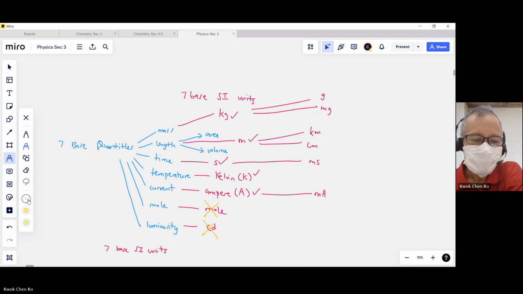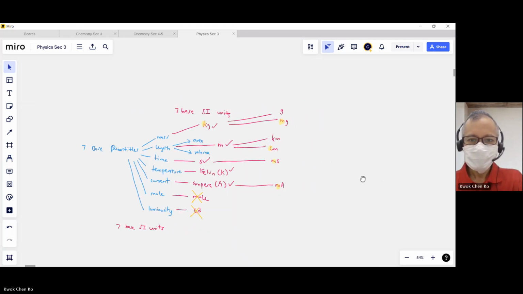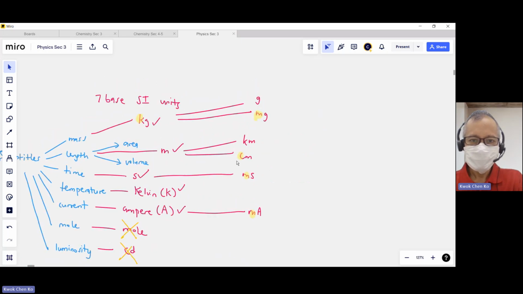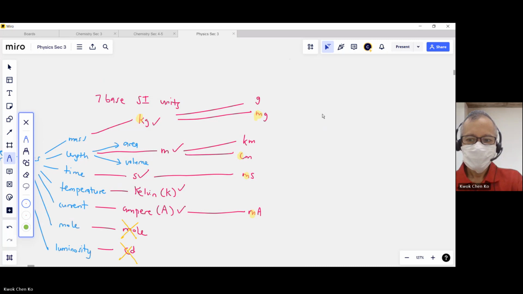Perhaps you notice something common. You tend to see prefixes being used. Milli, kilo, centi, milli again. Let me just clarify, all these are not counted as SI units. So, let me just quickly go through the prefixes.